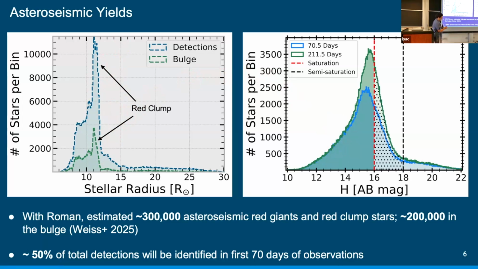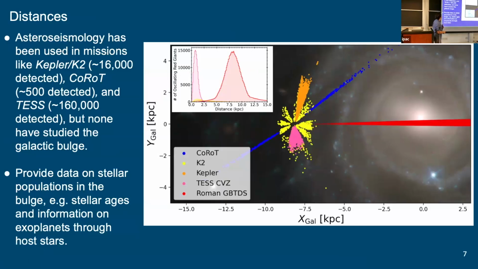So asteroseismology has been used in missions like Kepler, K2, CoRoT, and TESS, and you can see those totals here. So if our conservative estimates hold up, along with that 50% within the first 70 days, we expect to have as many detections of asteroseismology within the first 70 days of Roman as Kepler, TESS, and CoRoT all combined in their entire lifespans, which is amazing.